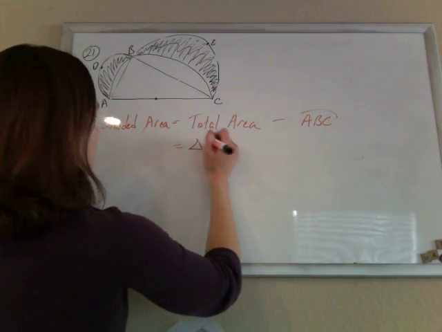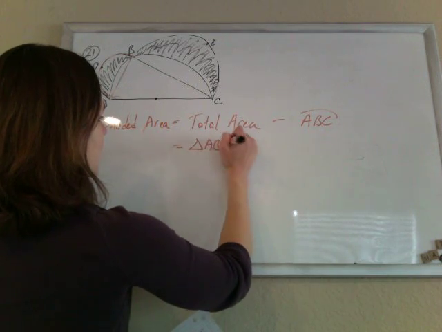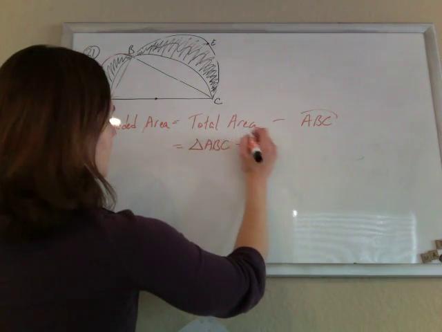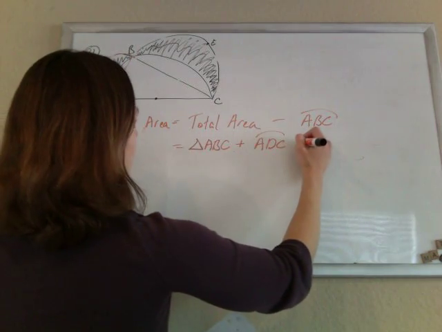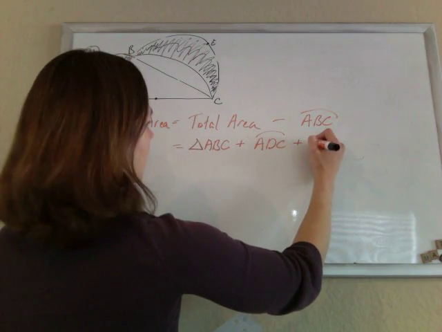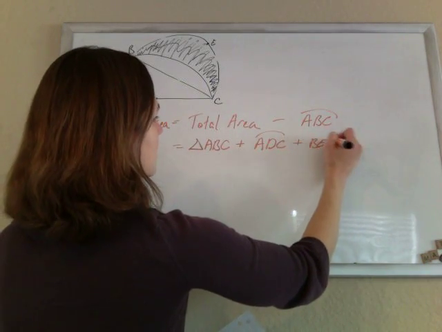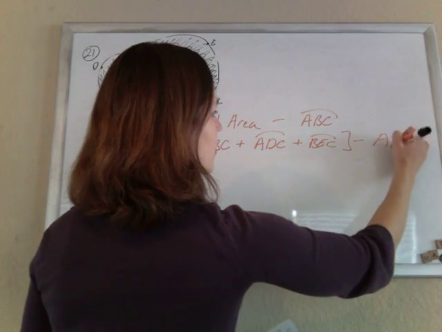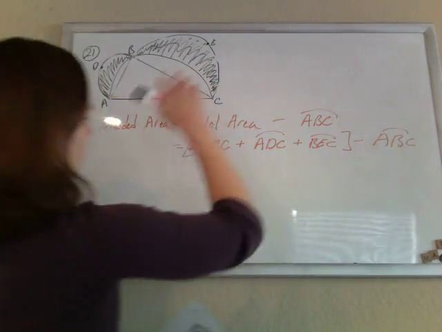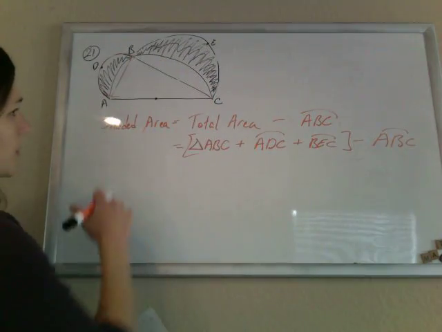So I'll have triangle ABC plus semicircle ADB plus semicircle BEC. That's the total thing. And then remember I have to subtract, to get the shaded area, subtract out semicircle ABC.